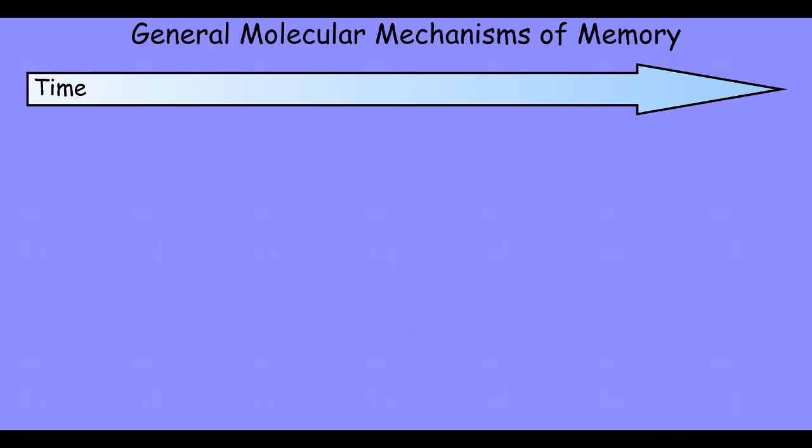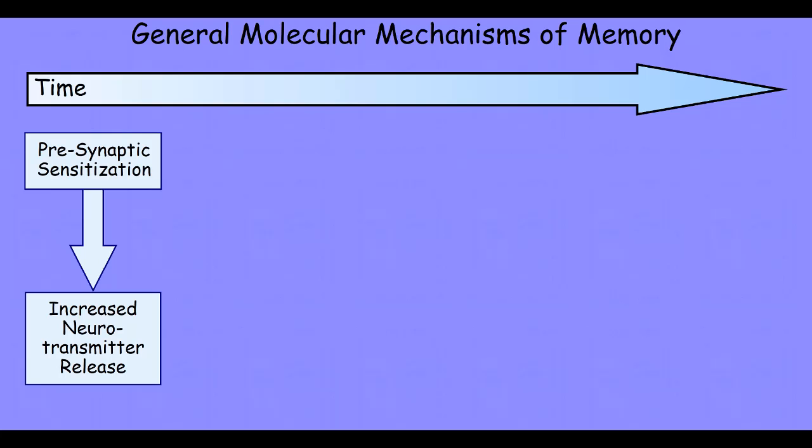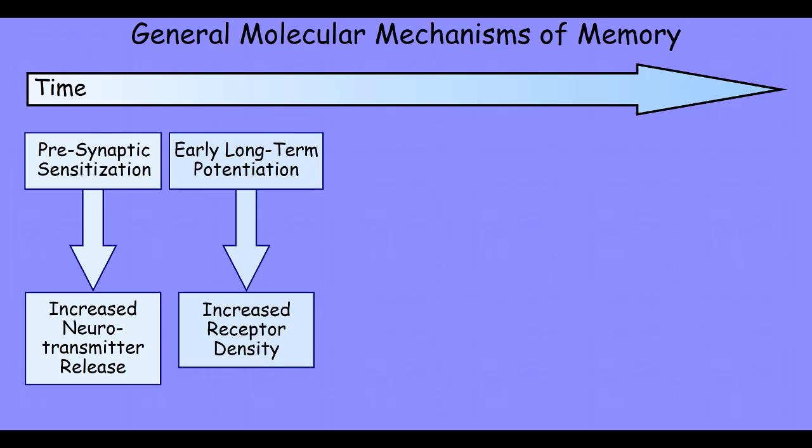If we look at the time course of this, we see that the first things that occur are presynaptic sensitization. And this results in increased neurotransmitter release in the presynaptic side of a synapse. Early long-term potentiation in the postsynaptic side results in increased receptor density. It takes a little longer.